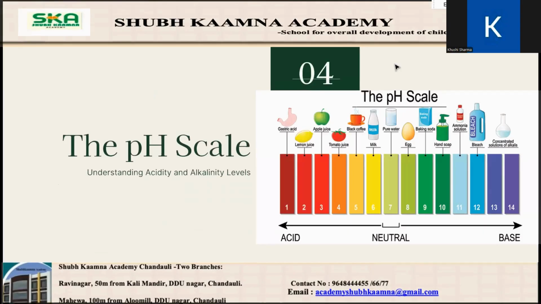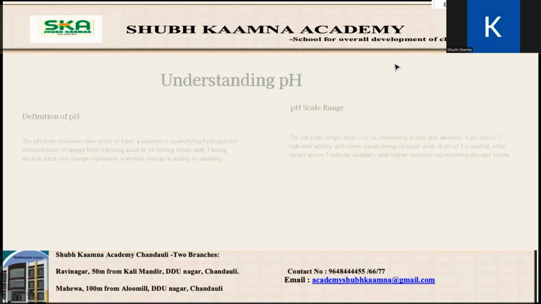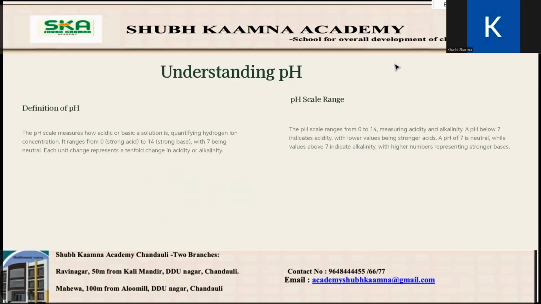Now, here's the super tool scientists use: the pH scale. It measures how acidic or basic a substance is on a scale of 0 to 14. 0 to 6 signifies acidic, 7 is neutral like pure water, and 8 to 14 indicates basic.